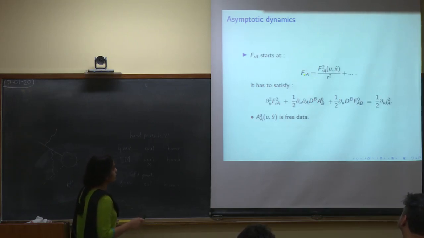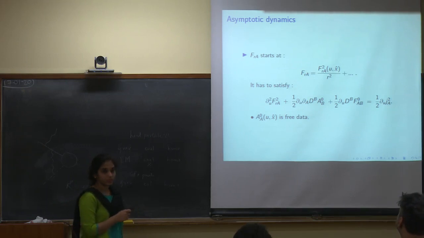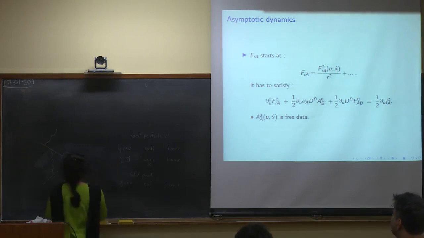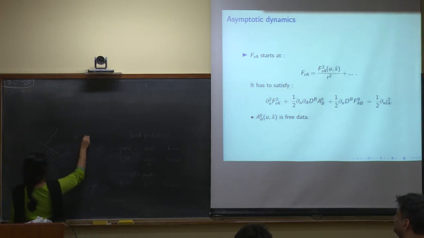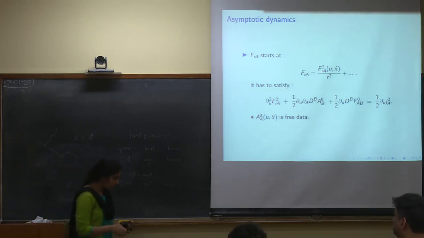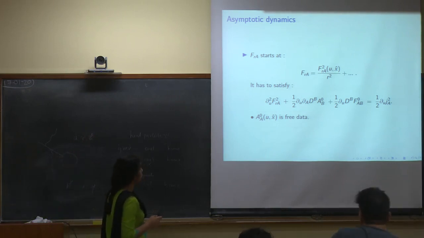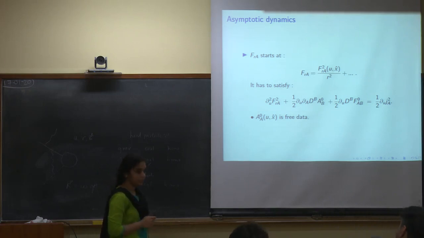And in particular we will be interested in F_rA, where A is z, z bar. So our coordinate system is u, r, x^A, or z, let's call it z^A. Later on we will define the asymptotic charge in terms of F_rA, so that's why I'm just looking at F_rA. Similarly, it can be done for all other components also. F_rA starts at 1 over r squared, and this component has to satisfy this kind of equation.